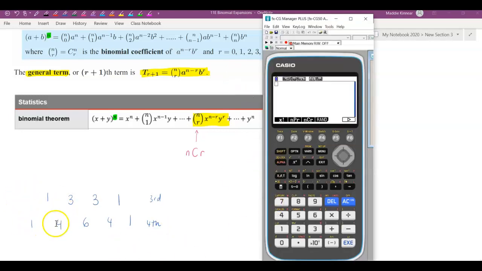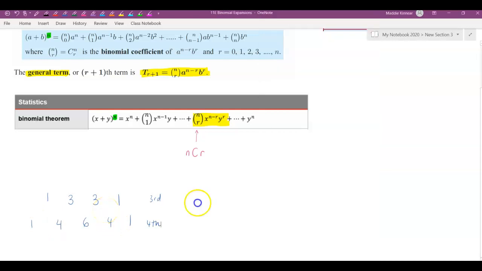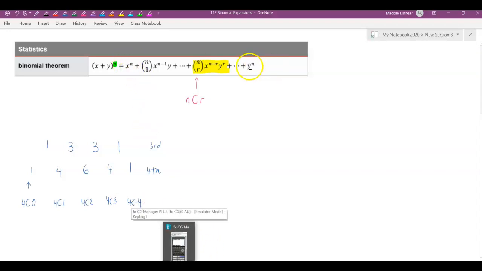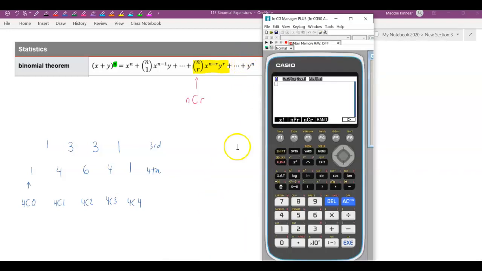So if I was using, let's look at the 4th row, then to find this value, what I do is I type in 4C0. This one will be 4C1, 4C2, 4C3, 4C4. So if we type those in on our calculator, they don't put them in for the first and last term in your formula sheet, and this would be n on 0 and n on n essentially at the end here. But like I said, they don't do that because the edge of Pascal's triangle is always 1.